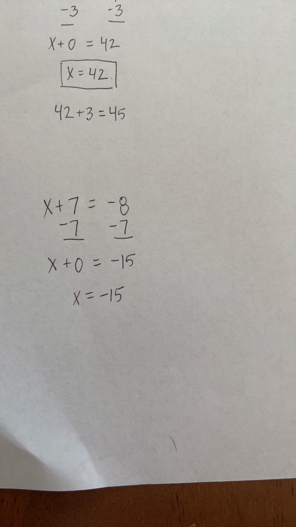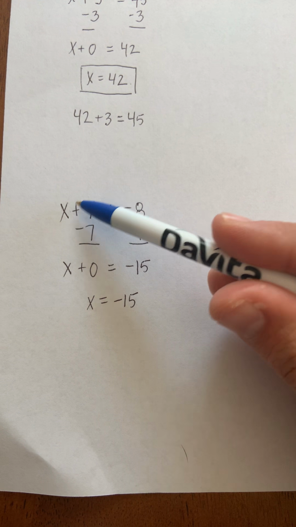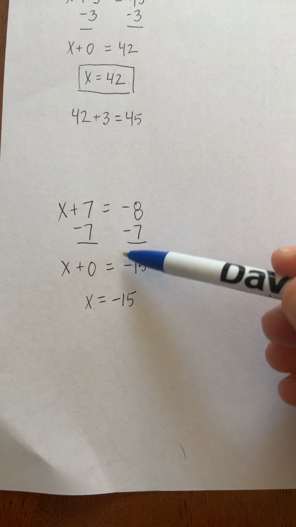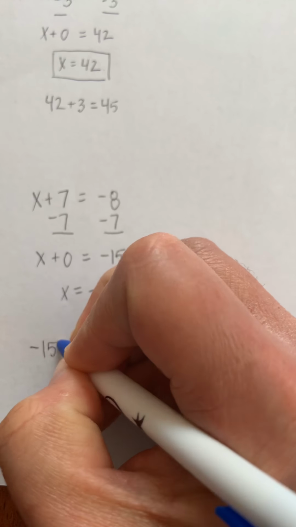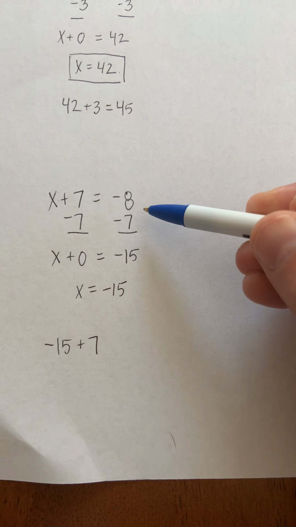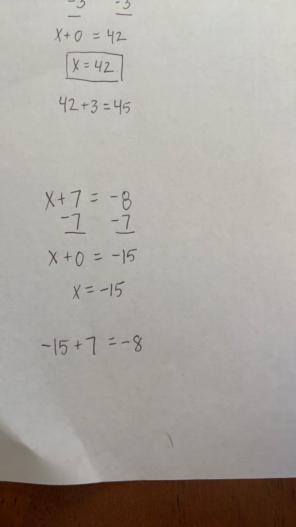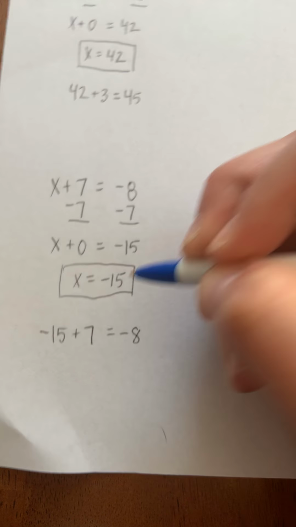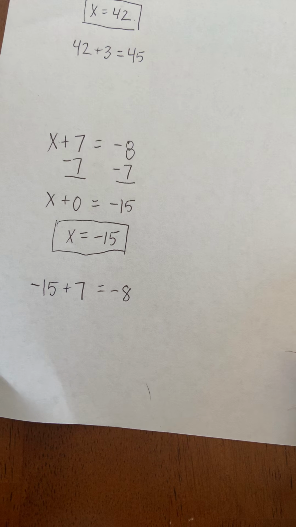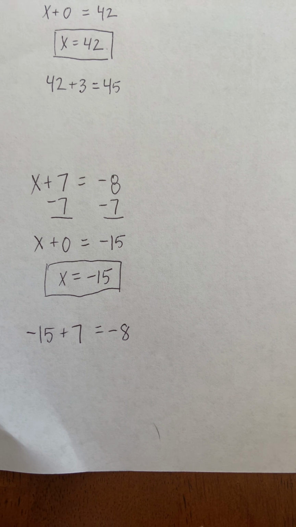We can check our answer to make sure by substituting negative 15 back in for x to see if our answer is going to equal negative 8. So if I substitute negative 15 plus 7, that should equal negative 8, and in fact, it does. That way we know our answer is correct. So our answer is x equals negative 15. Again, we solve addition by subtraction. Let's try some subtraction ones.